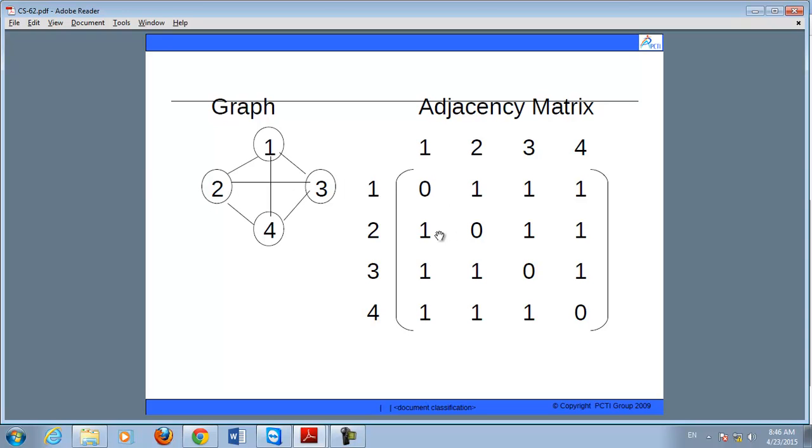Similarly, 2 to 1 there is a path, 2 to 2 doesn't have any path, 2 to 3 there is a path, and 2 to 4 has a path. Similarly, 3 to 1 has an edge, 3 to 2 and 3 to 4 too, but 3 to 3 doesn't have any edge. Similarly, 4 to 1, 4 to 2 and 4 to 3 all have value 1 except 4 to 4. This is the adjacency matrix representation of a particular graph.